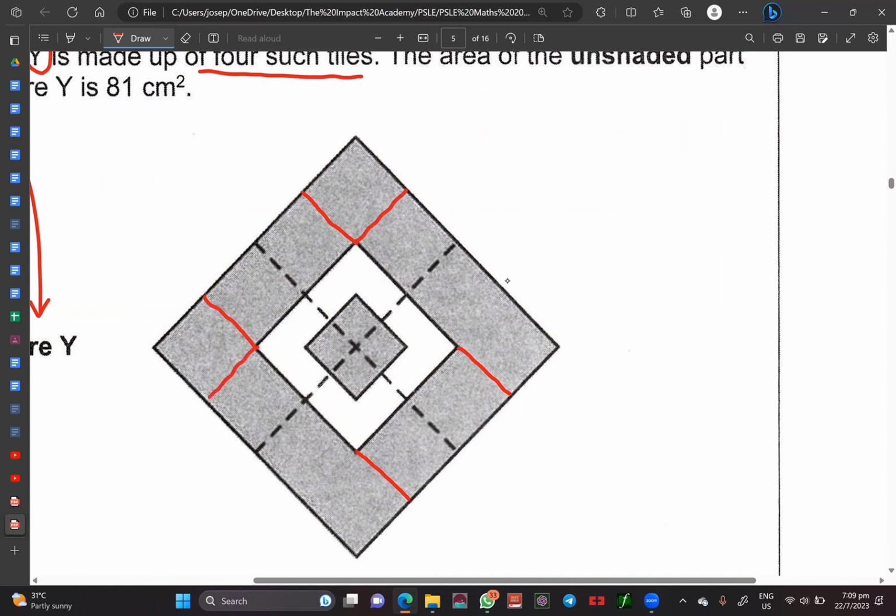Okay, once I have this, I'm going to make sure that this part is also drawn out. This part is also drawn out. And very soon you'll see my masterpiece coming out. So this is also drawn.